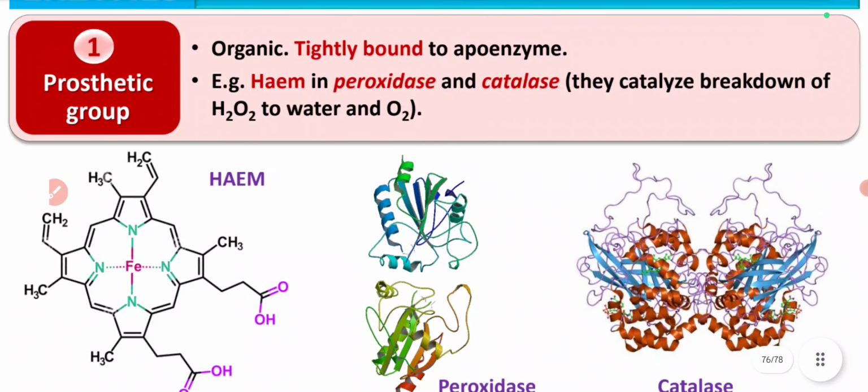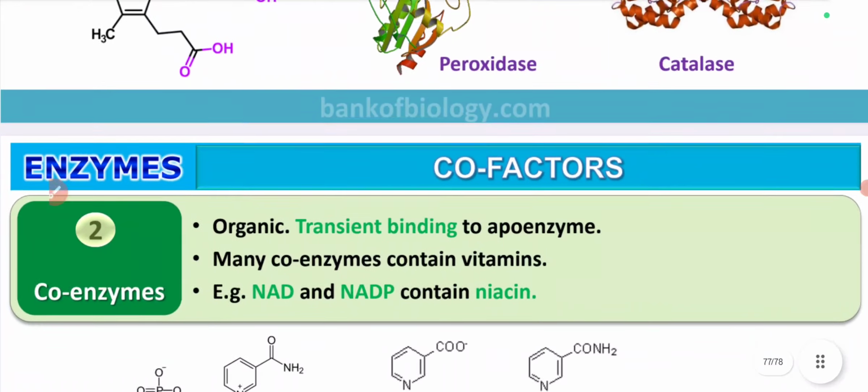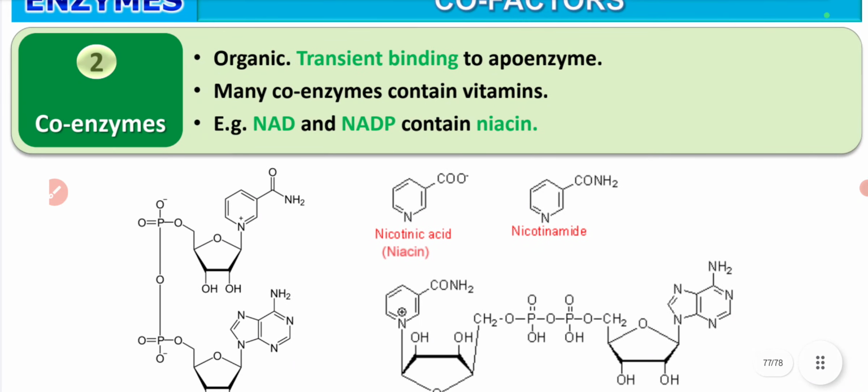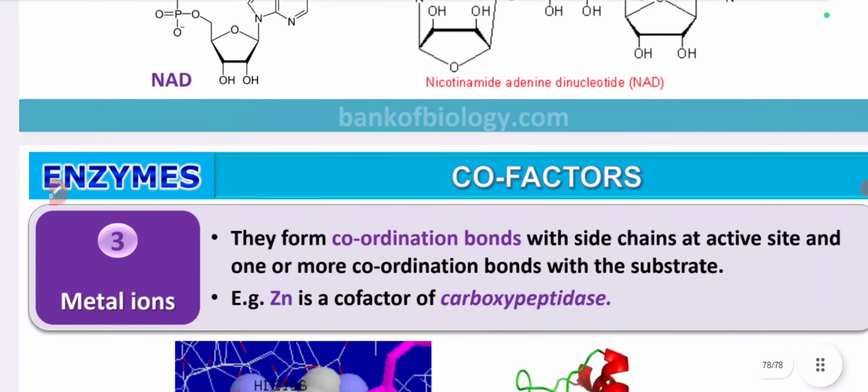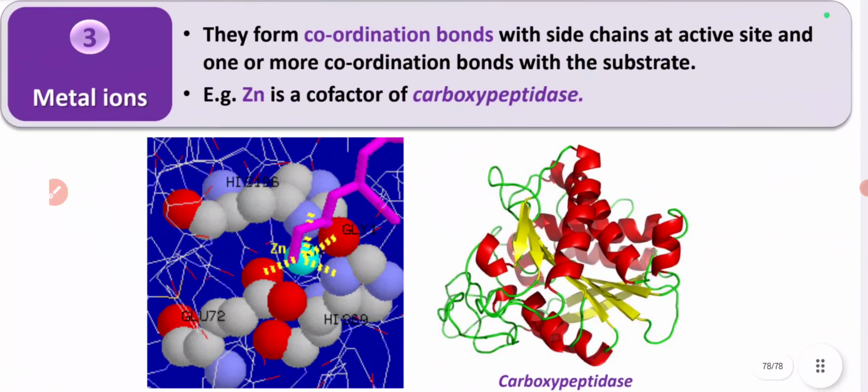Prosthetic group: organic, tightly bound to apoenzyme, example heme in peroxidase and catalase. They catalyze breakdown of H2O2 to water and O2. Second, coenzymes: organic, with transient binding to apoenzyme. Many coenzymes contain vitamins, example NAD plus and NADP contain niacin. Metal ions form coordination bonds with side chains at the active site and one or more coordination bonds with the substrate. Example, Zn is a cofactor of carboxypeptidase.